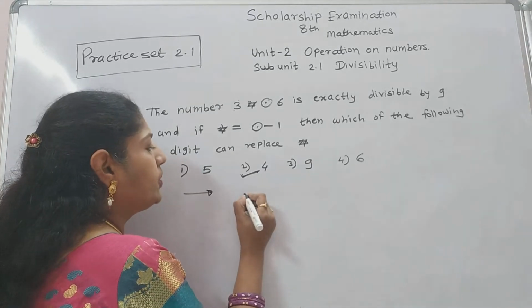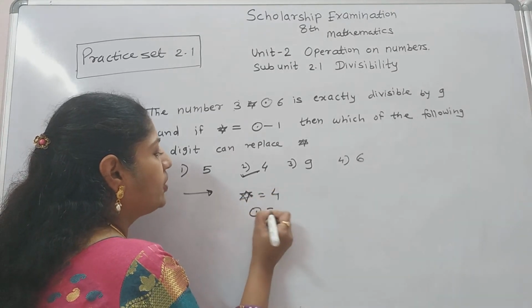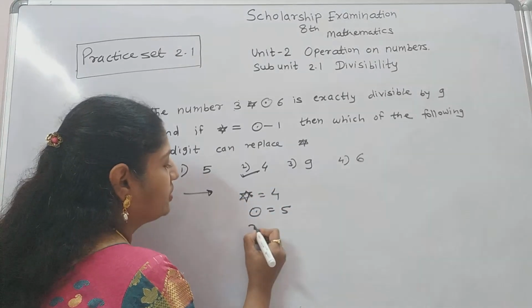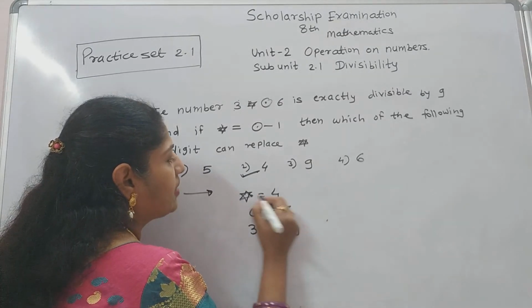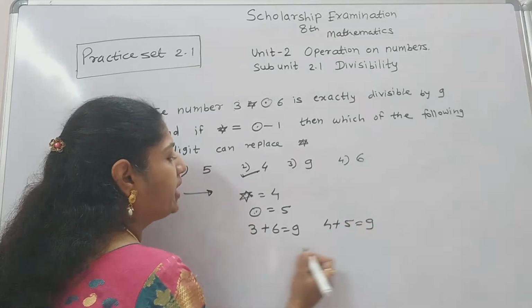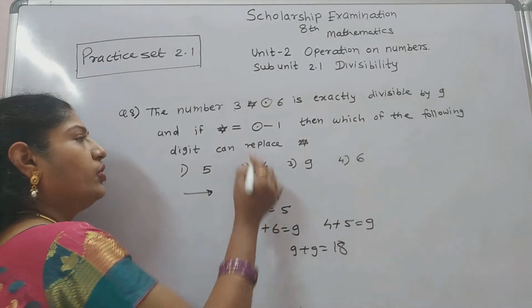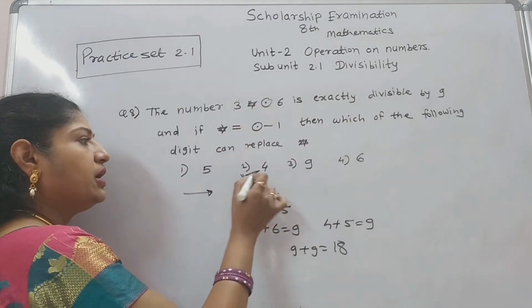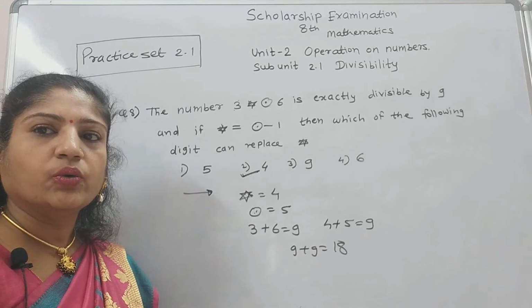And option number 2, put the value of star equal to 4, dot equal to 5. The addition 3 plus 6 equals 9, and star plus dot, 4 plus 5, equals 9, and 9 plus 9 addition is 18. So we put the value of star equal to 4. So the answer is option number 2.